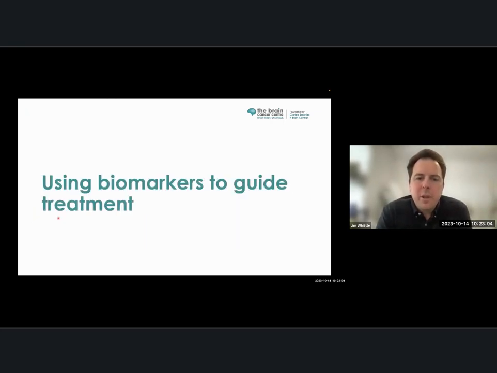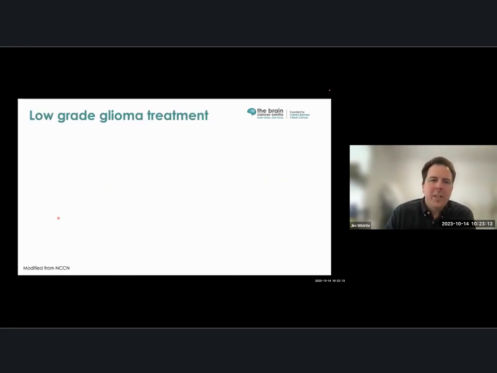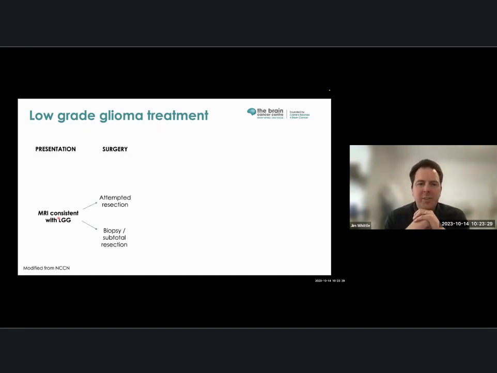So I wanted to briefly overview how I use these biomarkers to guide treatment decisions when patients are referred to us post-operatively. And I take a very algorithmic approach when patients are referred. So, modifying from the NCCN guidelines, a patient who presents with an MRI consistent with a lower grade glioma comes to see a surgeon, and there's either an attempted macroscopic resection, biopsy, or subtotal resection.